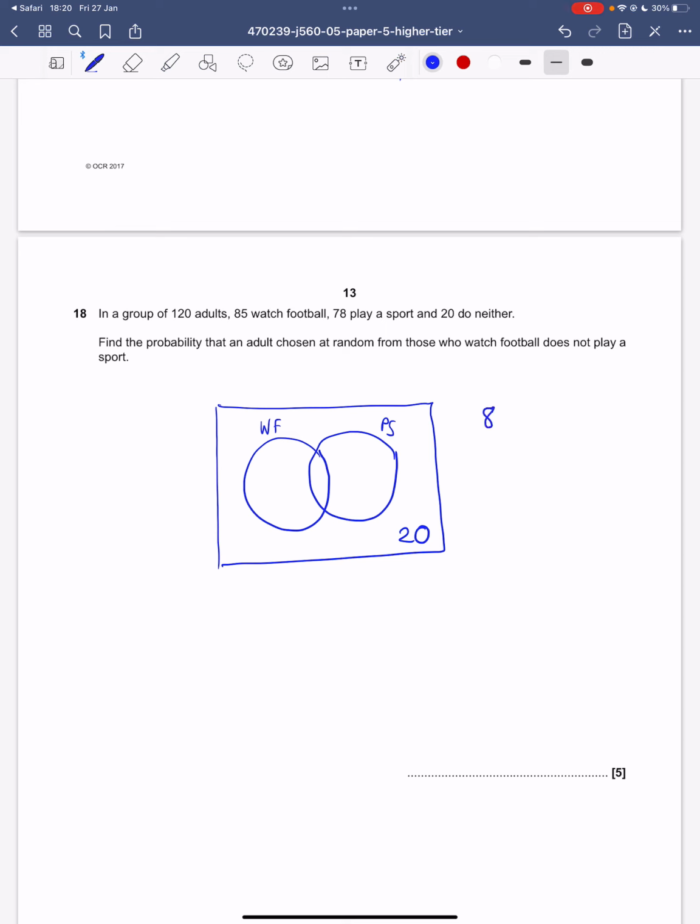Now 85 plus 78 is 163. So that means there must be 63 that do both because we only want 100.